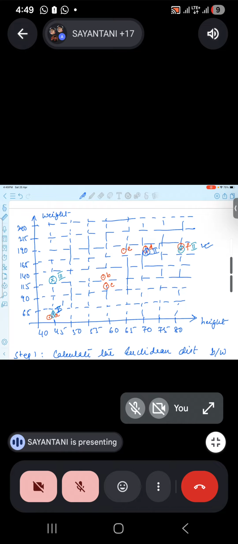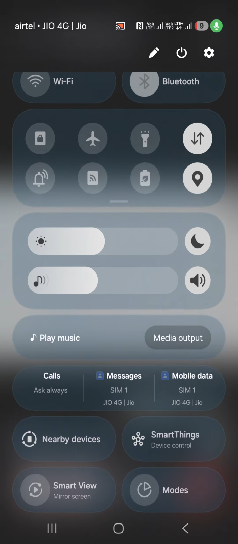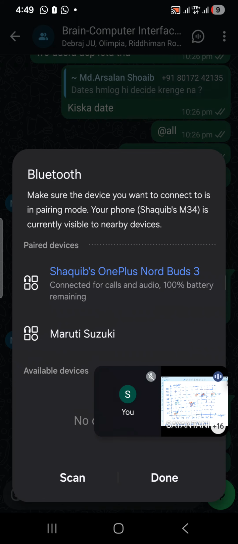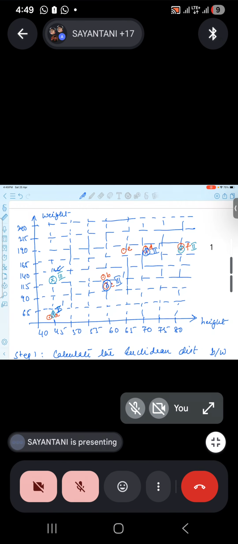And now 3 dash is 60, 130. So it is somewhere here. So this is 3 dash. So 3 was previously here. Now 3 dash becomes closer to B and C. So visually also you can understand that 1 dash, 2 dash and 3 dash are becoming separate categories, closer to your 3 different sets of data, right? So this is the first iteration.